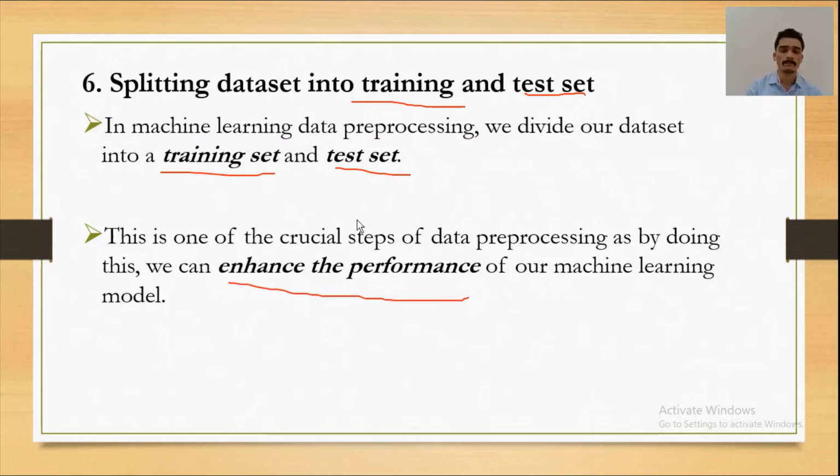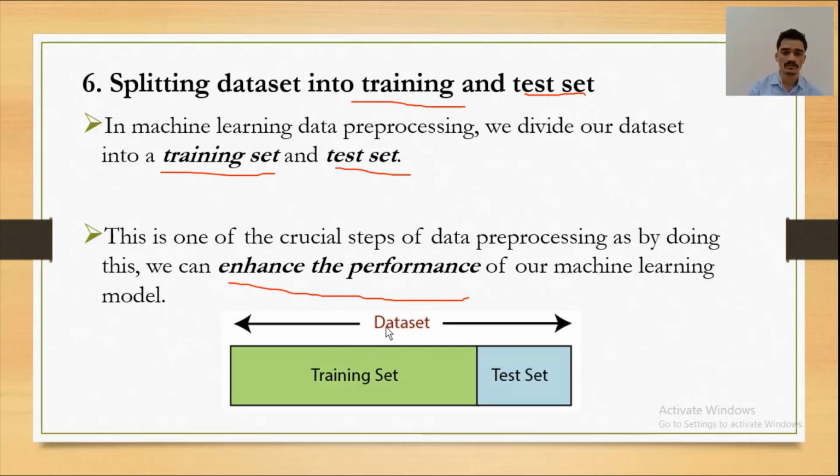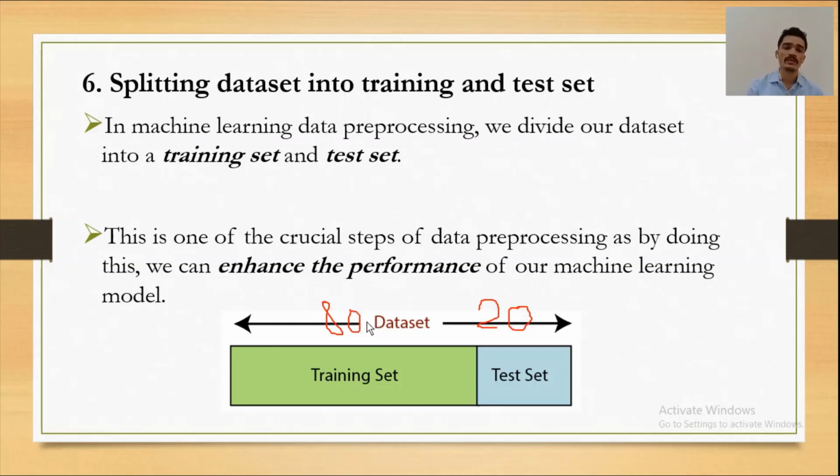You can see the picture below. This is our dataset. We divide the dataset into a training dataset and a testing dataset. Suppose this part is 80% and this part is 20%. We will train our model. The more the model is trained, the more accurate results we will get while testing. So the training dataset is bigger compared to the testing dataset, because the more the model is trained, the more its performance increases.